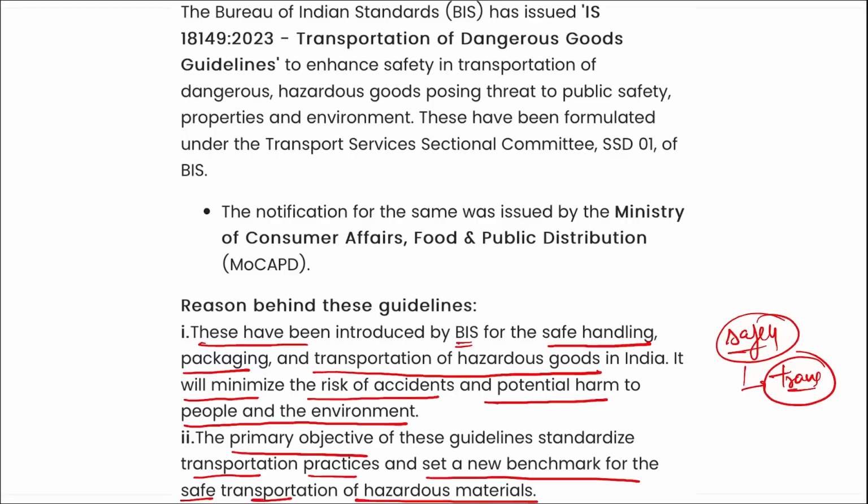transportation of hazardous materials. Alright, and these guidelines cover the classification, packaging, labeling, marking, handling, documentation, training, transportation, and emergency action. All these have been covered under these guidelines. If we talk about these hazardous goods, what are they? First of all, the products that are flammable, poisonous, radioactive, that can cause any infection, and corrosive substances, those are your dangerous goods.